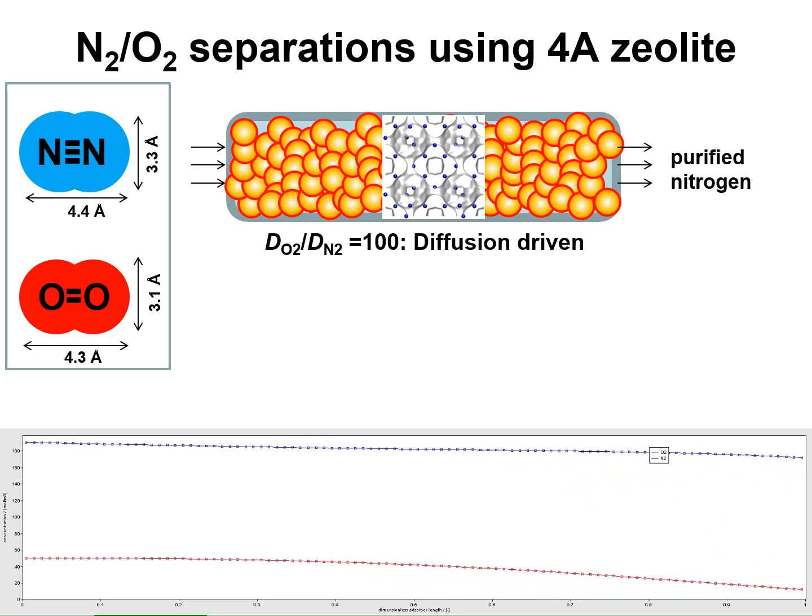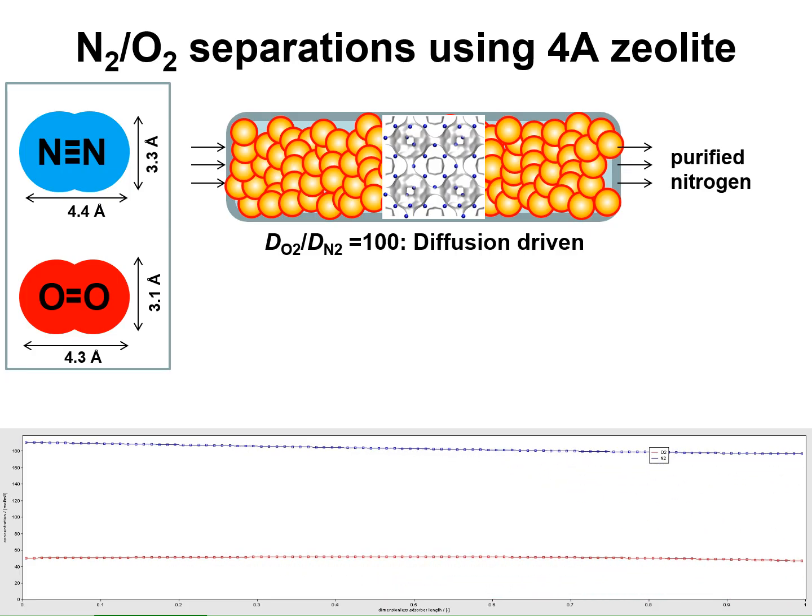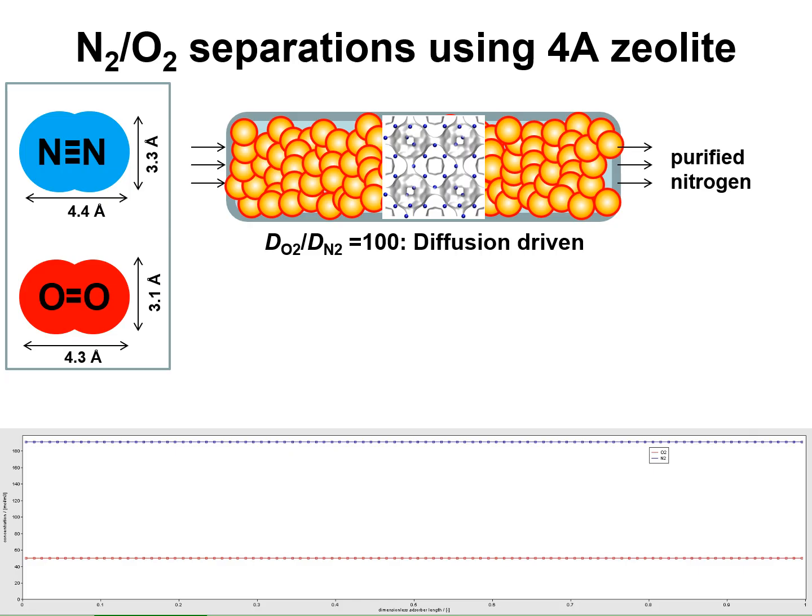Nitrogen breaks through first, and this is a technique that is used to produce purified nitrogen that is used for blanketing purposes, for preservation of edible materials.